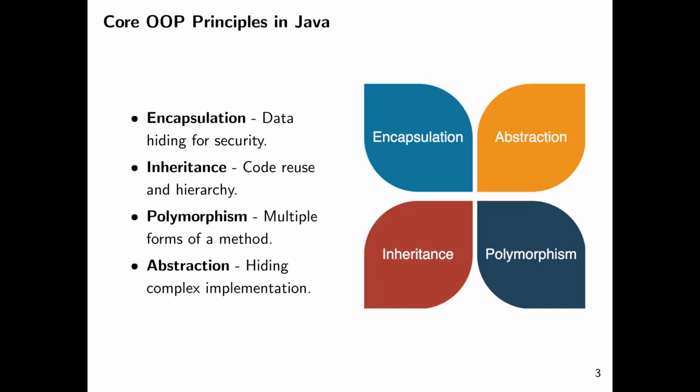Java is built on four key principles of object oriented programming: encapsulation, inheritance, polymorphism, and abstraction. Encapsulation protects data, inheritance allows for code reuse, polymorphism enhances flexibility, and abstraction simplifies complex systems. Mastering these concepts will make you a skilled developer.